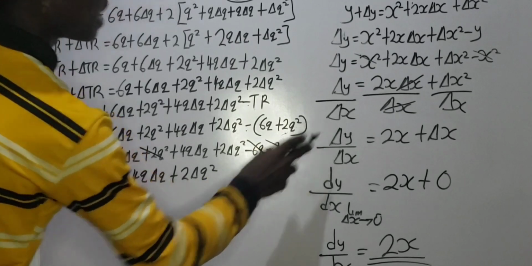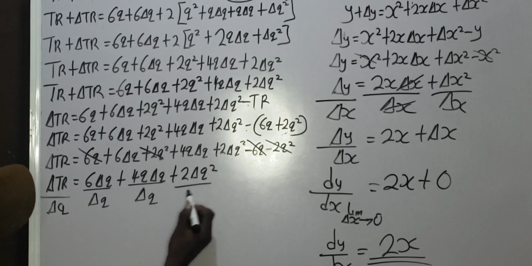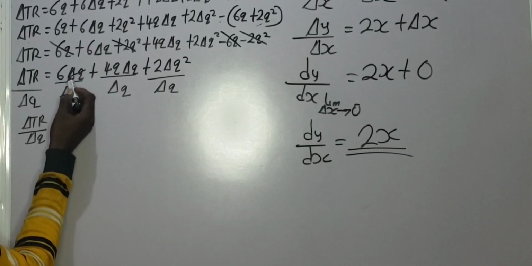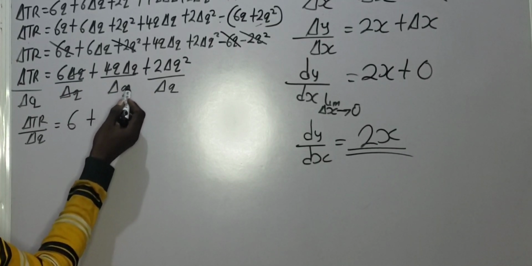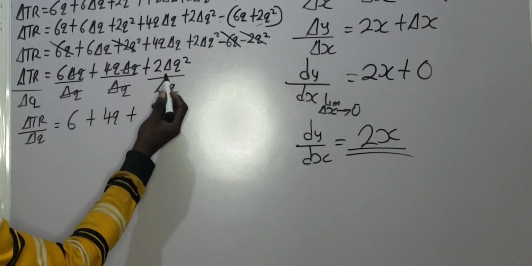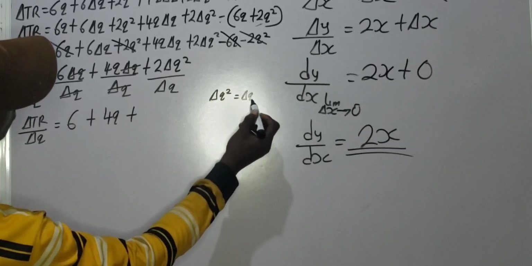Now the next step is that, like I did in this place, I divide both sides by what? Delta x. Now I'm going to divide both sides by delta Q. Do you understand? So I'm going to have delta TR all over delta Q, all over delta Q, all over delta Q. Okay? So I'm going to have delta TR all over delta Q is equal to, this delta Q will cancel this delta Q. So I'm left with 6 plus, this delta Q will also cancel this delta Q. So I'm left with what? 4Q plus, now we have delta Q squared. Don't forget, delta Q squared simply means delta Q times delta Q.